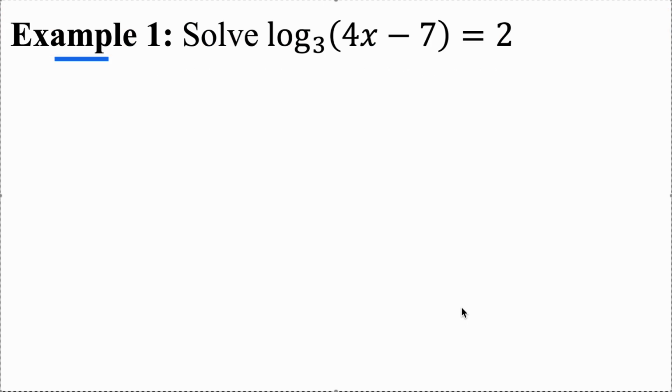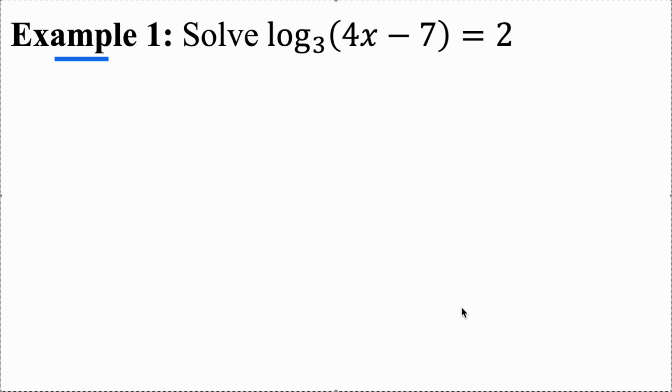Now, let's take a look at the first example. We have log base 3 of 4x minus 7 equal to 2. How do we solve this equation for x? Well, remember, the inverse of a logarithm is exponential. So in this case, we cannot divide by the log base 3. A lot of students do make that mistake. You cannot divide by the logarithm of the base.